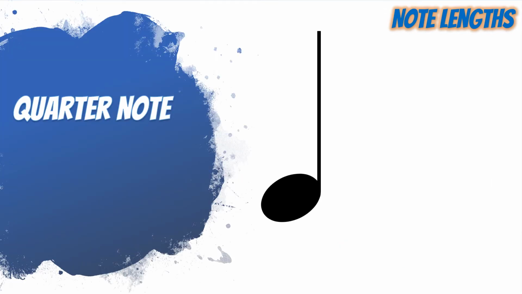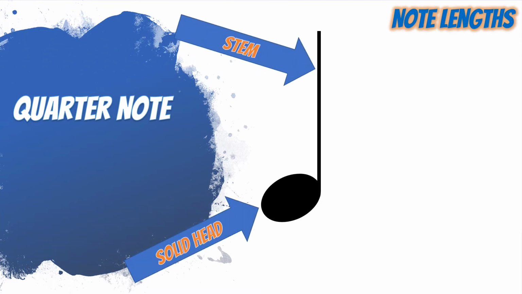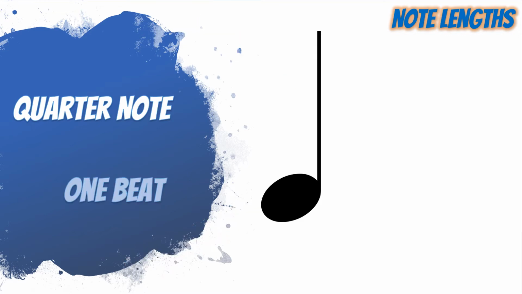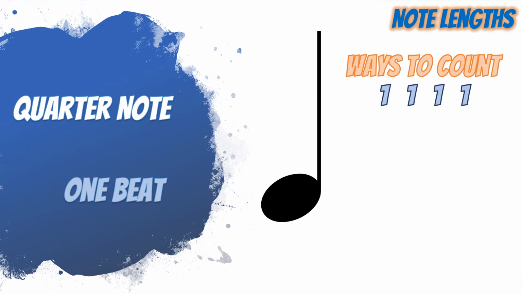This is a quarter note. You'll notice that it has two parts, a solid head and a stem. In the most common time, the quarter note will get one beat. So there are a bunch of ways we can count this note. If we had 4 of them in a row, we could just say 1, 1, 1, 1.